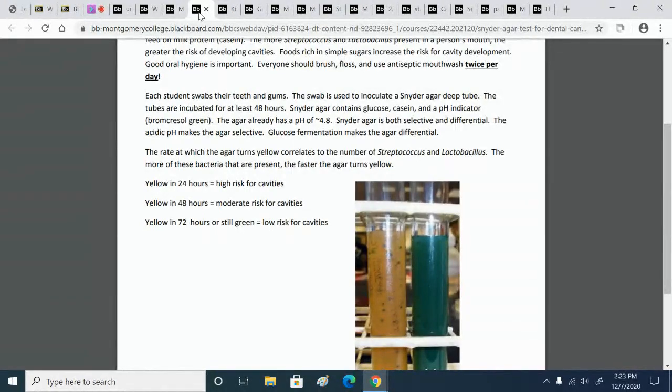Unfortunately, that's the case for almost everything, right? And so later in life, you'll have to deal with replacing fillings or getting crowns or dental implants to deal with all your bad teeth. But it's hard to get kids to follow good oral hygiene. And hopefully you guys do now, right? So any questions on Snyder agar?